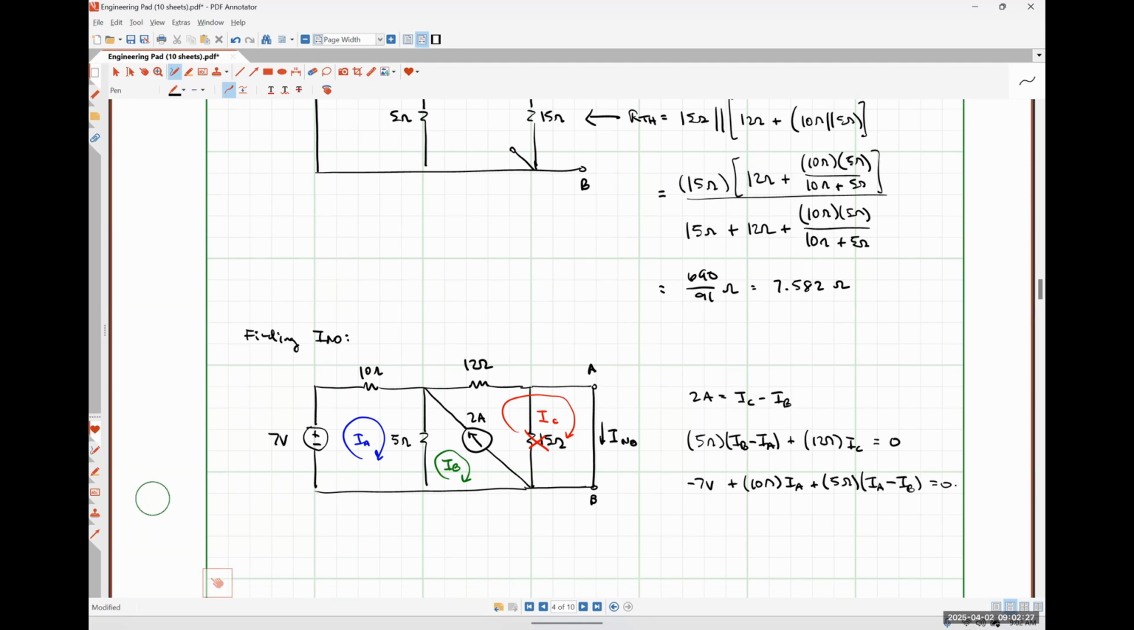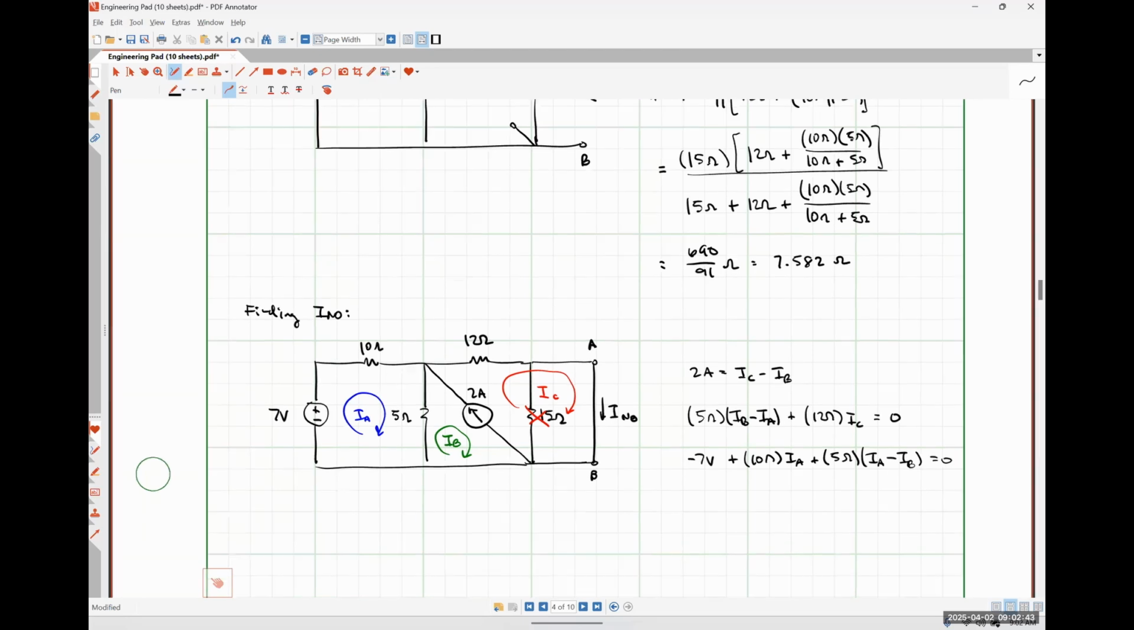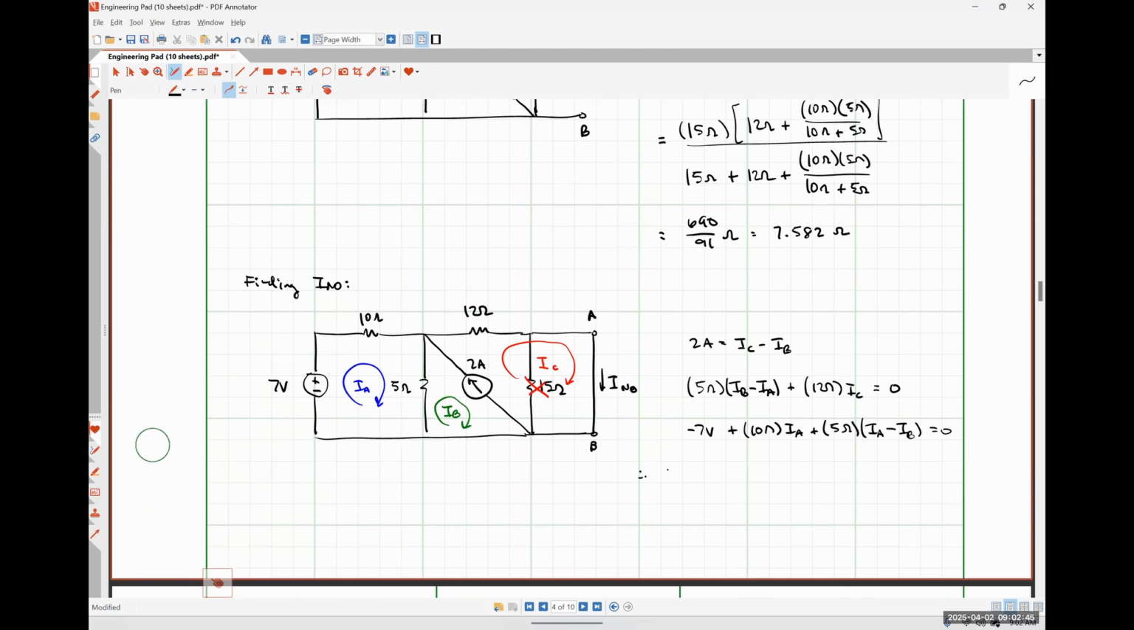So we already took care of everything that was going on in meshes B and C with that current relationship equation on top and the KVL around our super mesh in the middle. So the only thing that we had left was KVL around mesh A. We're now good. 3 equations, 3 unknowns. So let's solve this system. So we could say, let's see, IA is equal to something. IB is equal to something. And hopefully we can all see that IC is going to be I Norton.